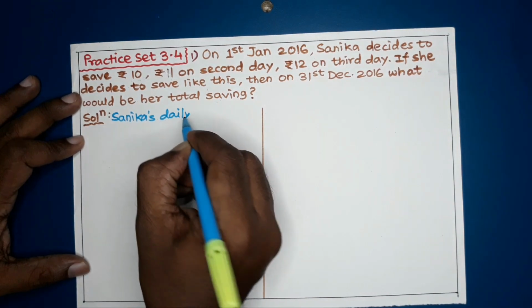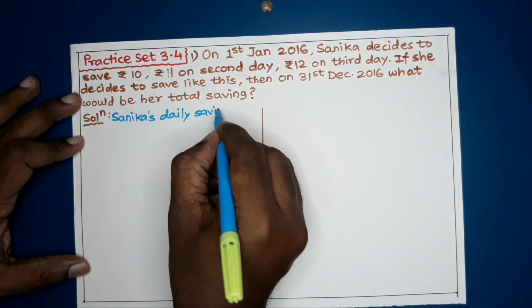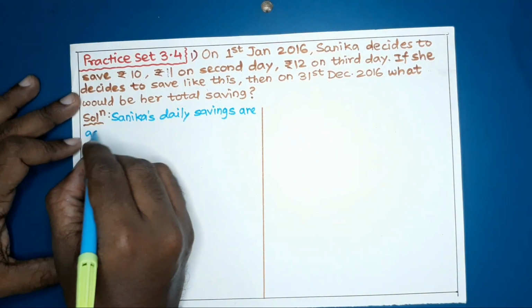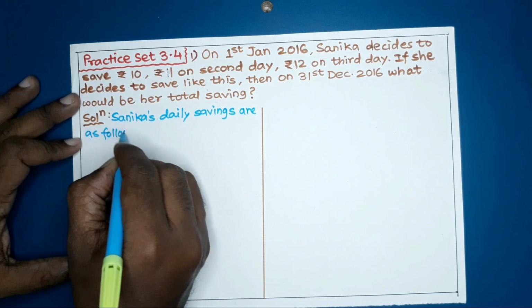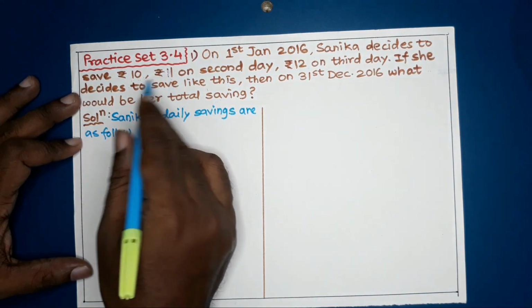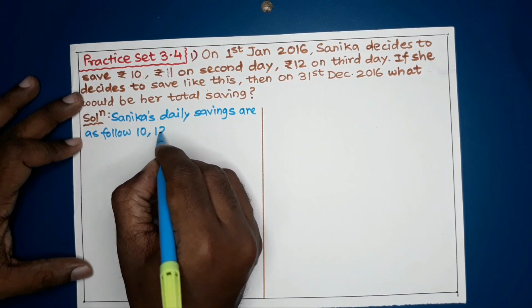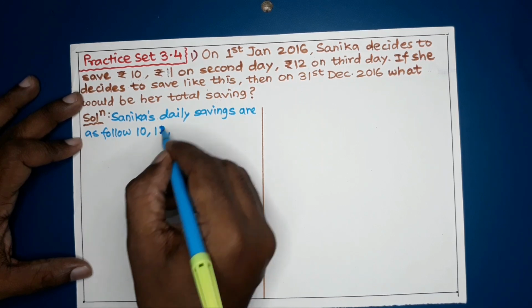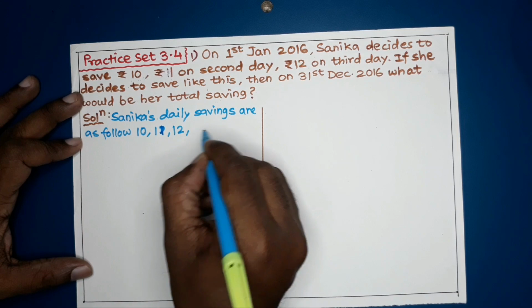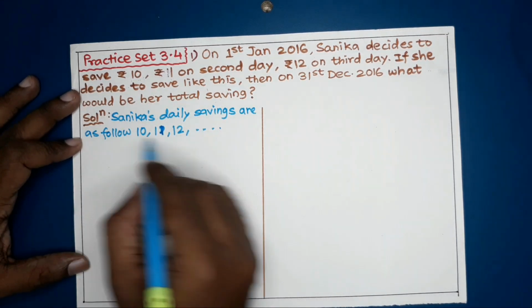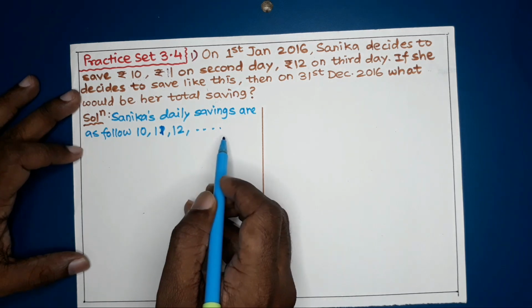So friends, first of all, write down Sanika's daily savings. Sanika's daily savings are as follows. That is, she has saved 10 rupees on the first day, then 11 rupees on the second day, and 12 rupees on the third day, and so on. Now the given numbers are in arithmetic progression.